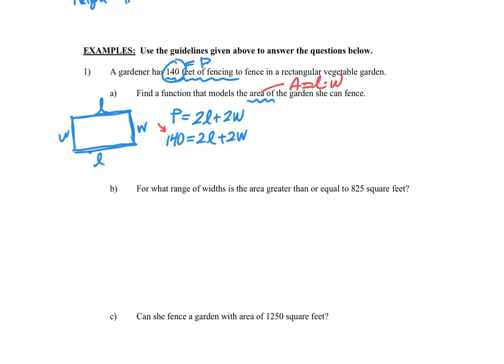It doesn't matter, you could solve for either one, but if I solve for L, I would take away the 2W, which would give me 140 minus 2W is equal to 2L. And then I would divide everything by 2. So that would tell me that 70 minus W is equal to L, right? Because those are going to cancel.